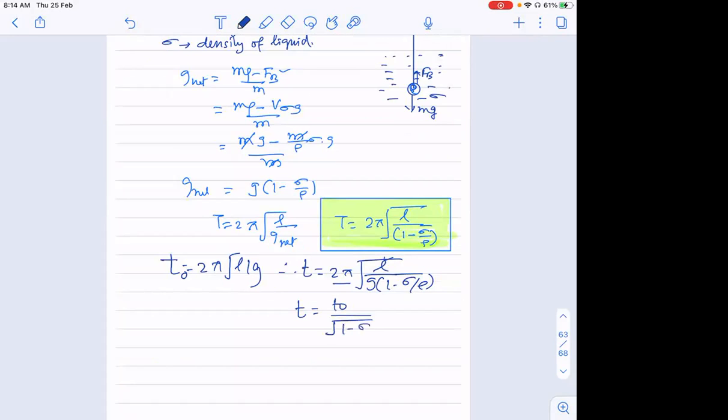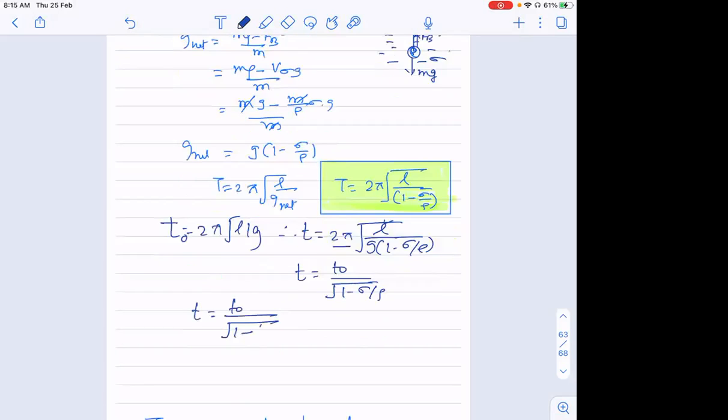ये relation भी बन गया, समझ लो. Now this is in the water, this is in the air. Now you put the value and you get the one of the options matching. 1 minus sigma is 4 by 3. Sigma is of the liquid, that is 1000.